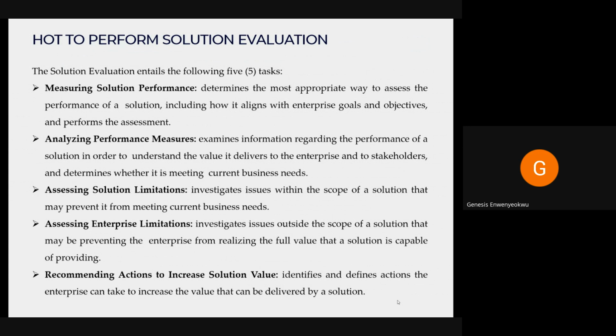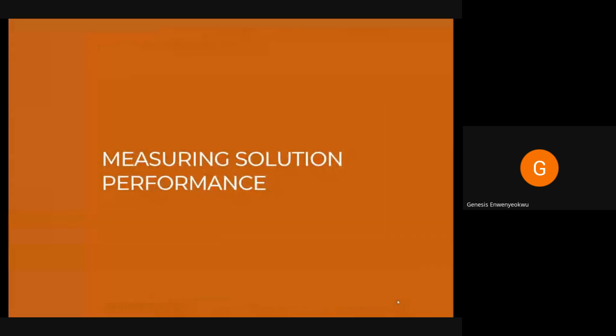Number 3 and 4 is to assess limitations, whether it is from the solution or it's from the organization, which is the enterprise. And number 5 is to now recommend actions that we can use to improve the value of that solution. So we'll start by looking at measuring performance measures. I don't know if you have any question on the introduction bit before we head on to measuring performance measures. Sorry, measuring solution performance.